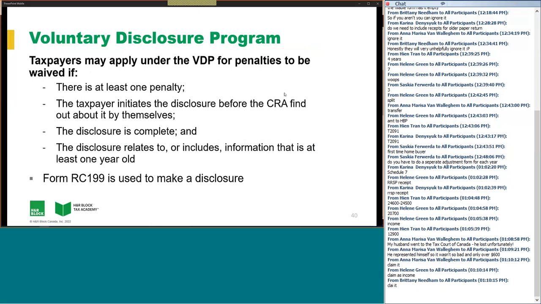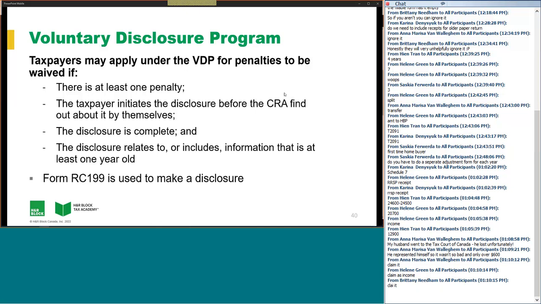If you have initiated this before they caught you... if you have a letter asking you to file an old return because you owe, you can't do voluntary disclosure. They already know that you should have filed that return, and you're going to have a penalty. We can't fix that.